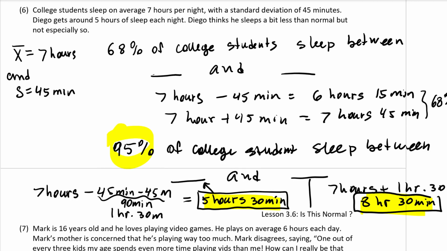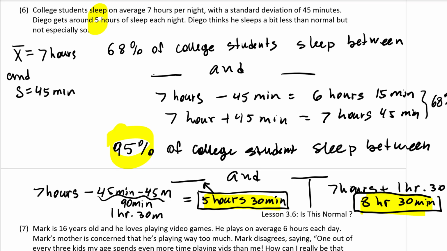Now, where does Diego fall? He said he sleeps 5 hours. So 5 hours will put him outside of 95%. Outside of 95% is very unexpected. I mean, it's not typical, right? So he definitely undersleeps. It's pretty far away, okay? Pretty far away. Do you see it's outside of that?